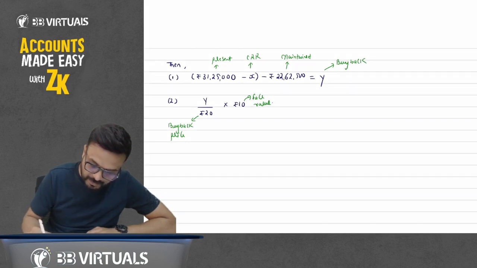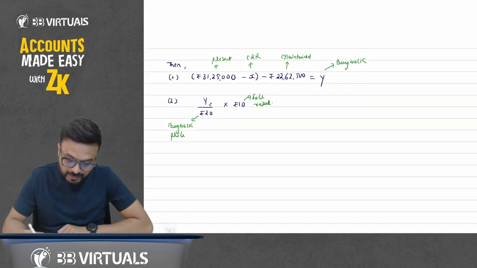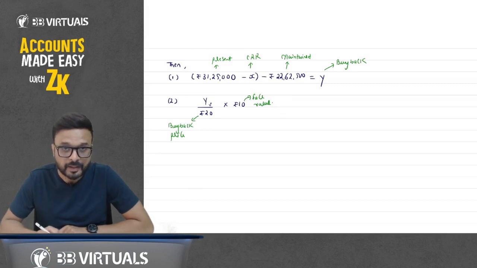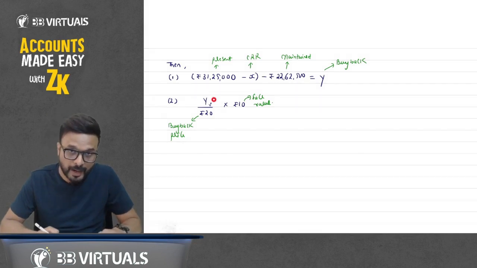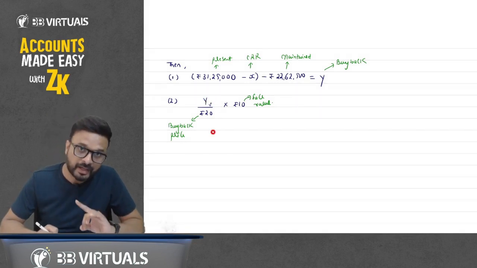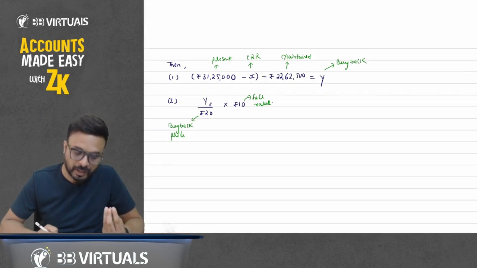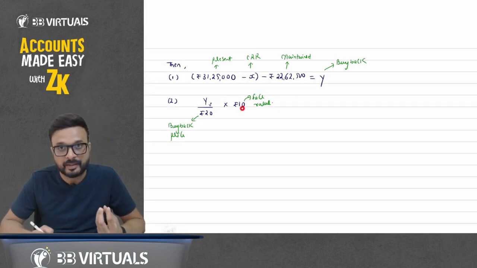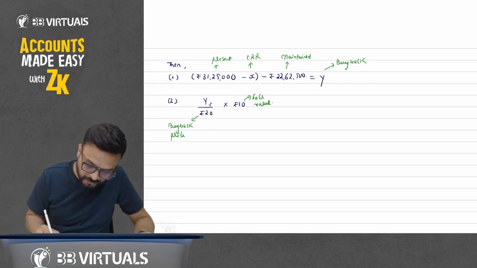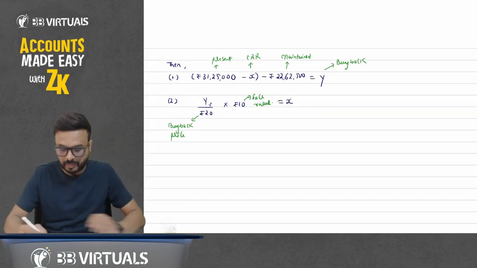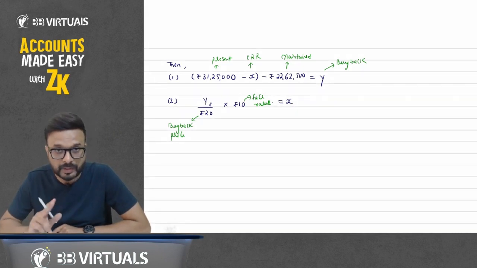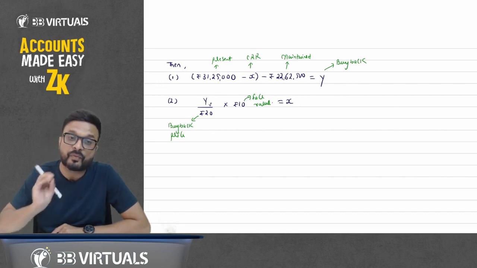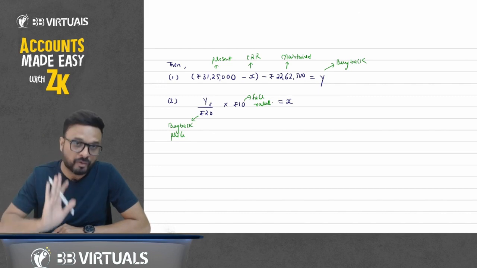Y is the amount of buyback. If you divide it by the buyback price of 20, the number of shares will come. If you multiply by 10, which is face value, it equals what we call X, the amount of CRR. In the CRR account, we transfer the face value of buyback of shares.